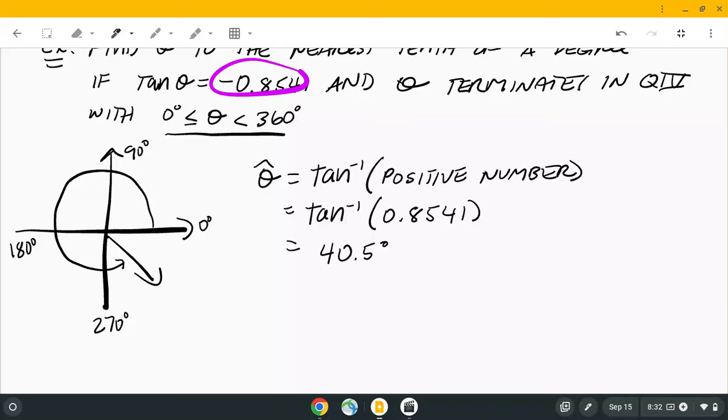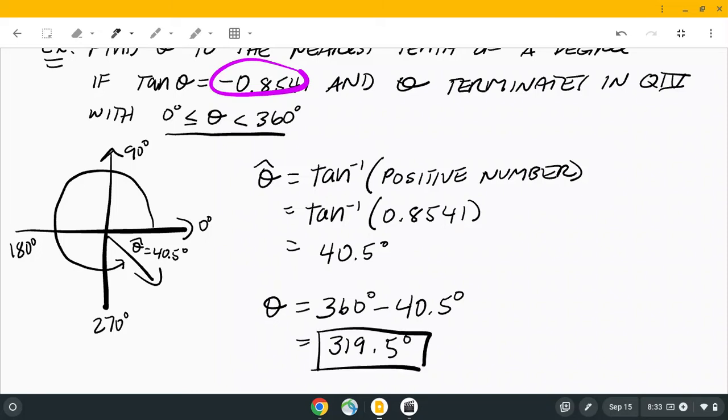Okay, so that's what this reference angle is right here. This is 40.5. So to find the actual angle, we are going to do 360 degrees minus 40.5 degrees. And that will give us 319.5 degrees. Okay?